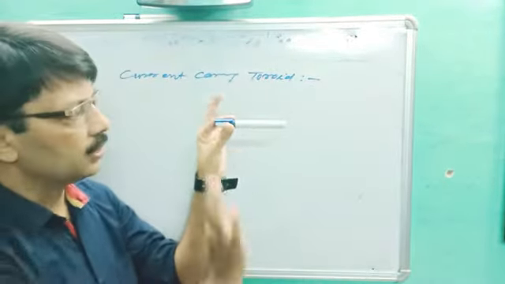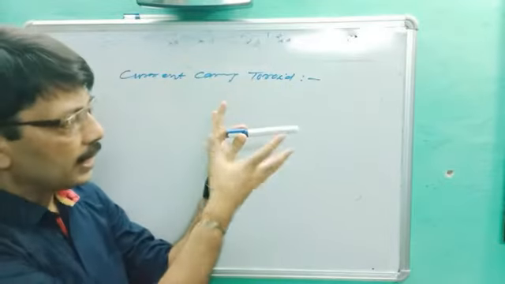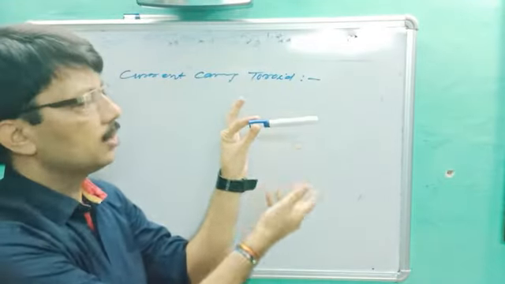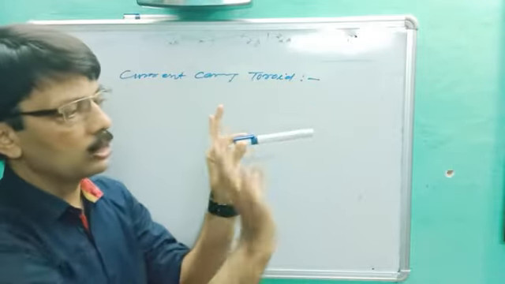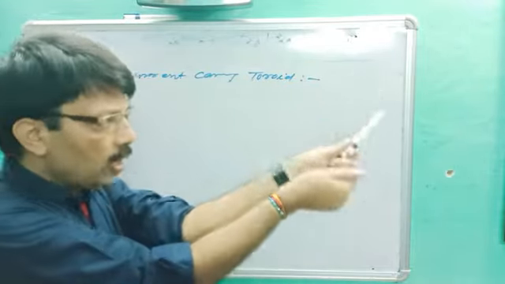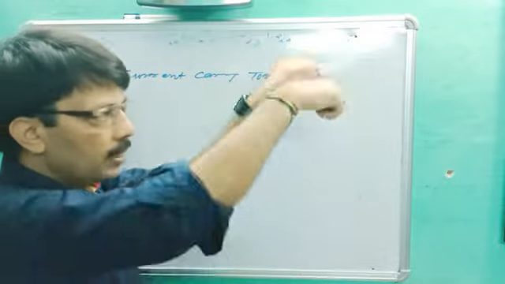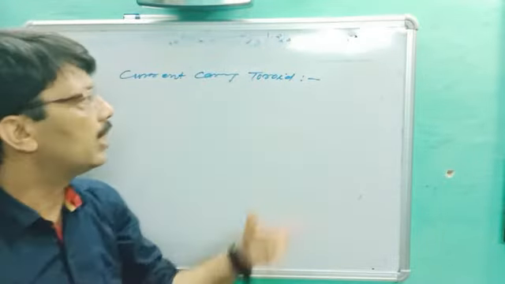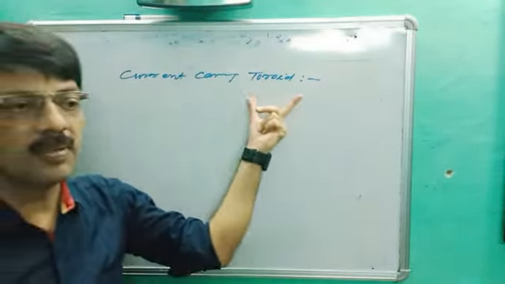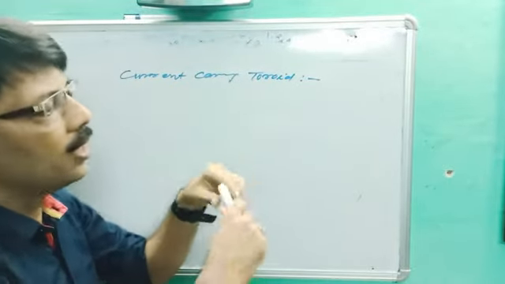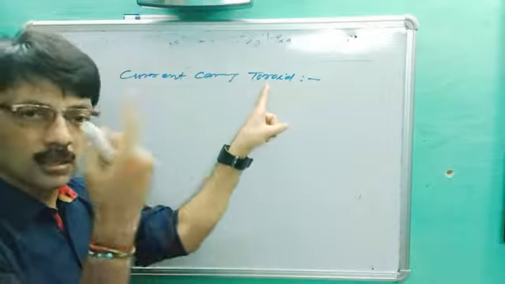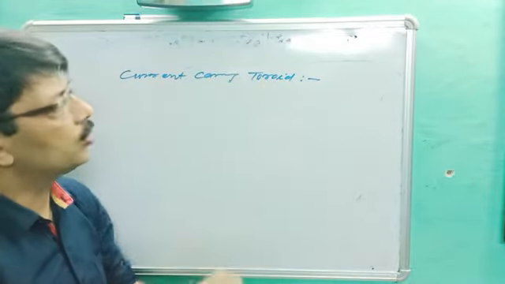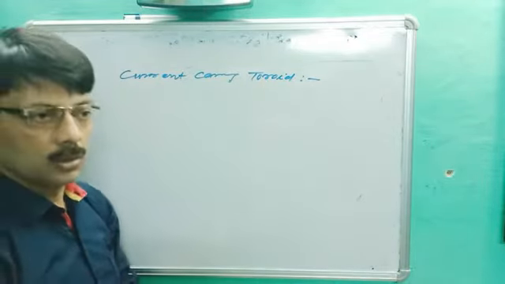Previously I told that this is the solenoid. It means if we take a cylindrical insulator on which a number of insulated wires are wrapped closely, that is called a solenoid. If we bend the solenoid in circular form, then it becomes what? Toroid. So this is the basic difference between solenoid and toroid. Solenoid is in cylindrical form, while toroid is in circular form. That's why it is also known as current carrying circular solenoid.